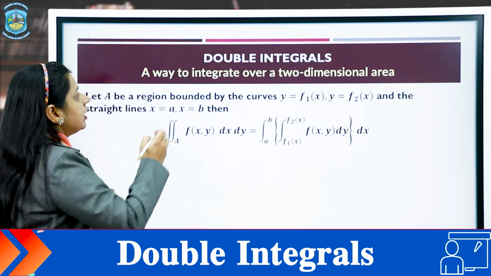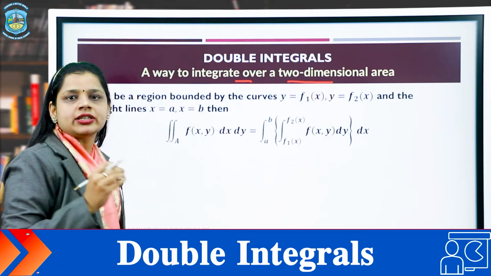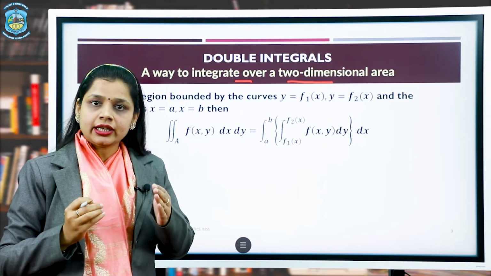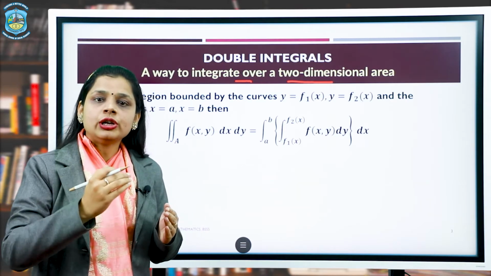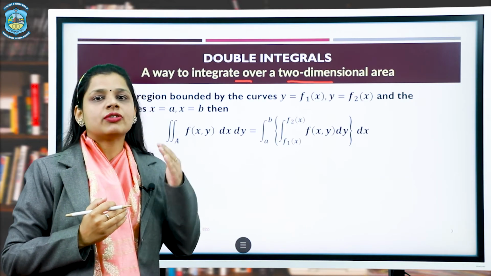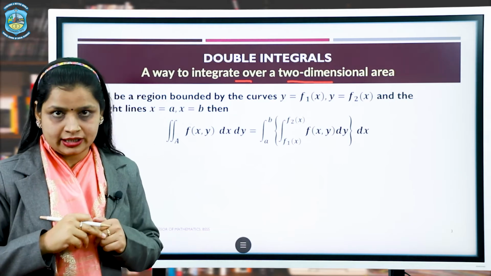A double integral is a way to integrate over a two-dimensional area. It is used to calculate the area of a region, the volume under a surface, and the average value of a function of two variables over a rectangular region.